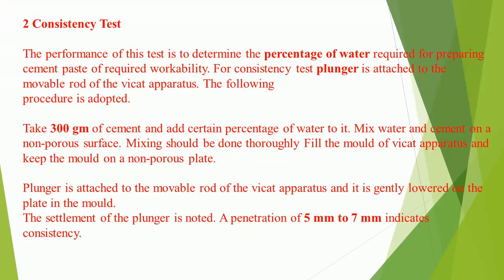Fill the mold of the VICAT apparatus and keep the mold on a non-porous plate. The plunger is attached to the movable rod of the VICAT apparatus and it is gently lowered on the plate in the mold. The settlement of the plunger is noted. A penetration of 5 mm to 7 mm indicates consistency.